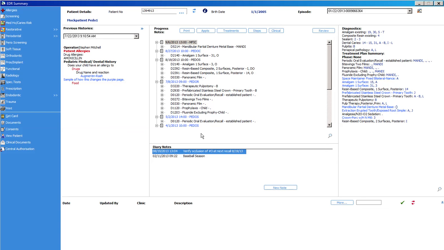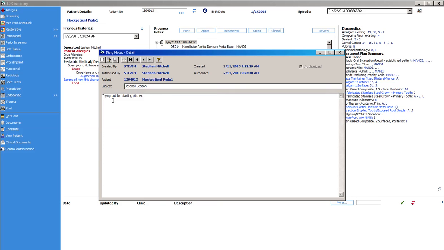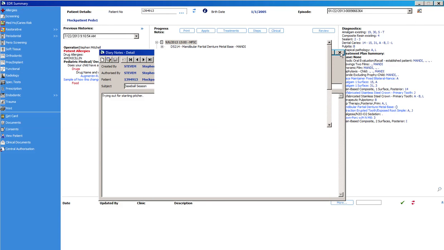The other pieces of information that can be seen here is if I look at diary notes. Here I can find unique things about my patient if someone's recorded it, such as this note about the baseball season. I can click on that and open it up, and I found out this patient was trying out for starting pitcher. These are good places to record little pieces of information about your patient like that.